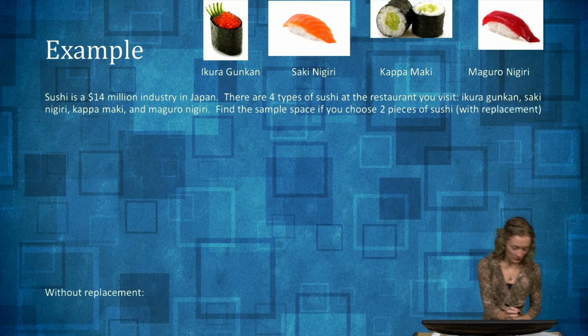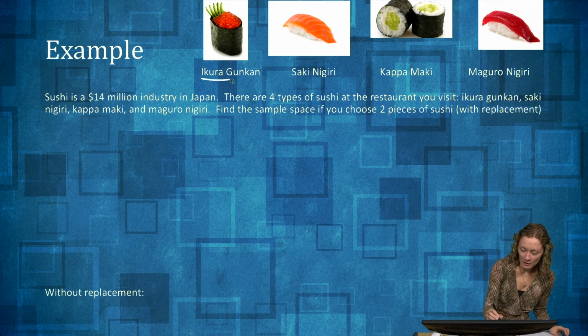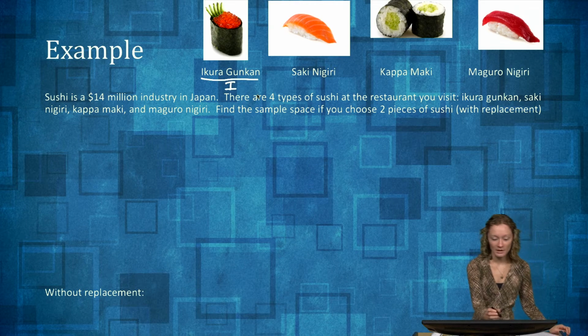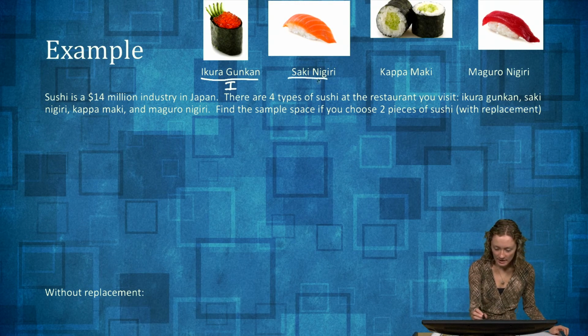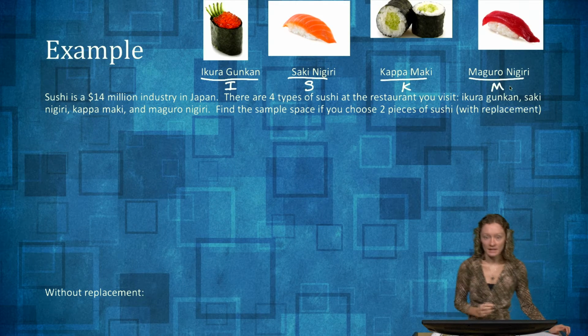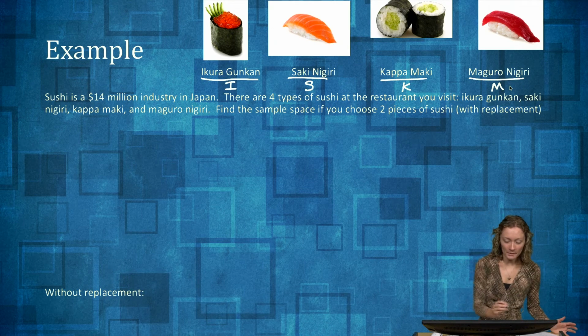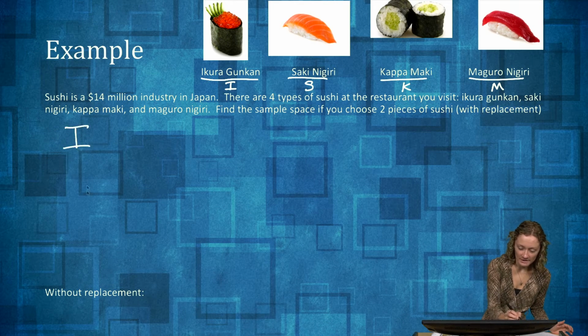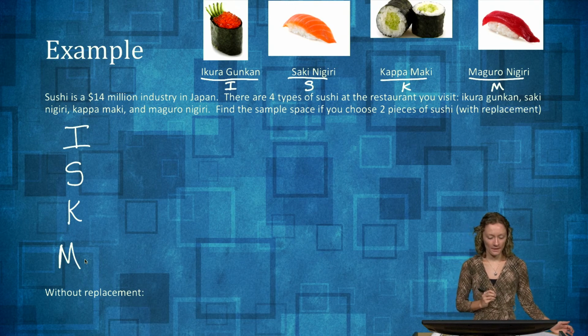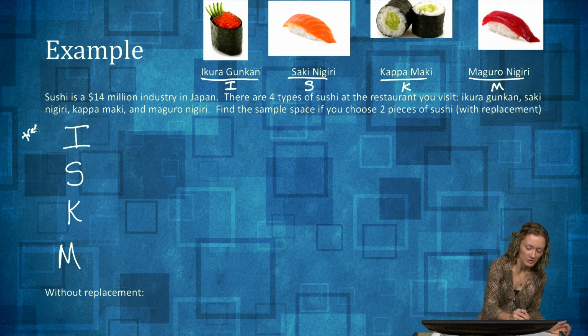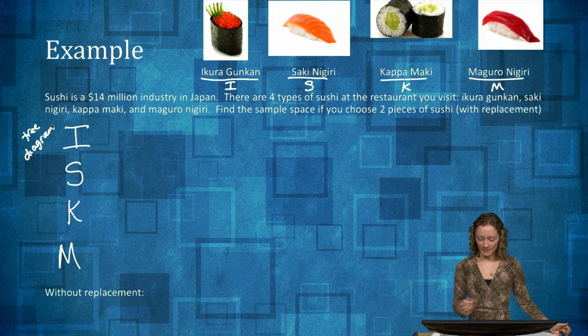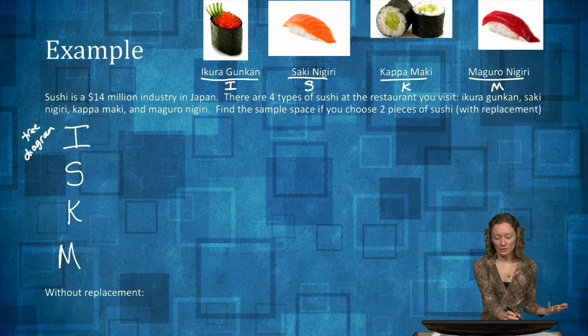So there's a couple things we're going to do. The first is the tree diagram. I'm going to call, for our purposes in the tree diagram, Ikuri Gunkan I, Sake Nijiri S, Kappamaki K, and Majuro Nijiri M. All right, so when we make our first selection, it's either going to be Ikuri Gunkan, Sake Nijiri, Kappamaki, or Majuro Nijiri. What we're building first is the tree diagram, which is one way to figure out what the sample space looks like.